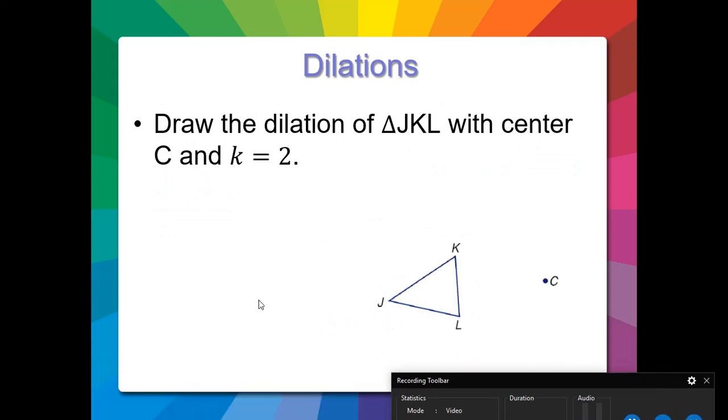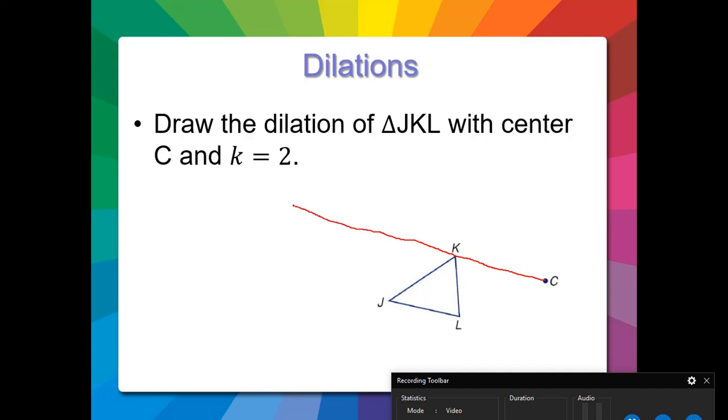For this example, we're going to draw the dilation of triangle JKL with the center C and a scale factor of 2. Because the scale factor is 2 and it's positive, the enlarged figure will be on the same side as the original figure. Both of these, again, are going to occur on the left side of C. If you have a straight edge, you're going to want to grab that. I'm going to draw a line, wish I had a ruler, from C through K, and I'm going to extend it.